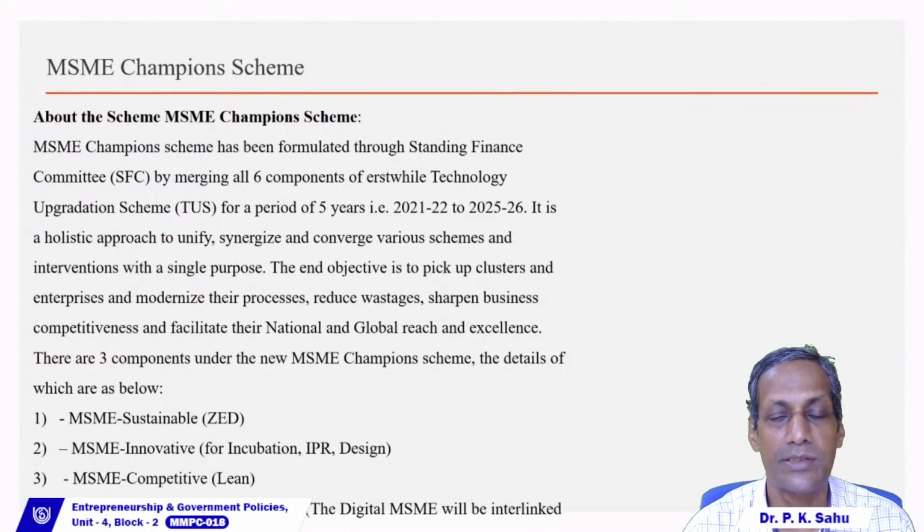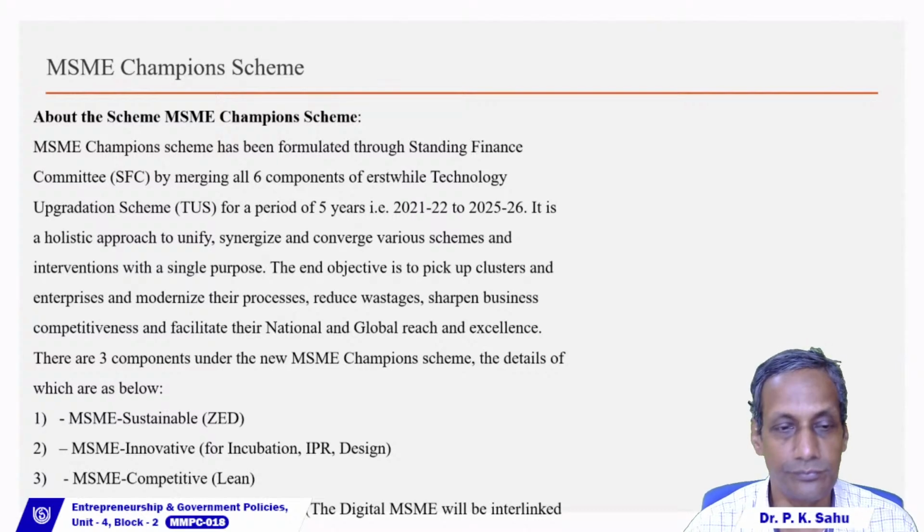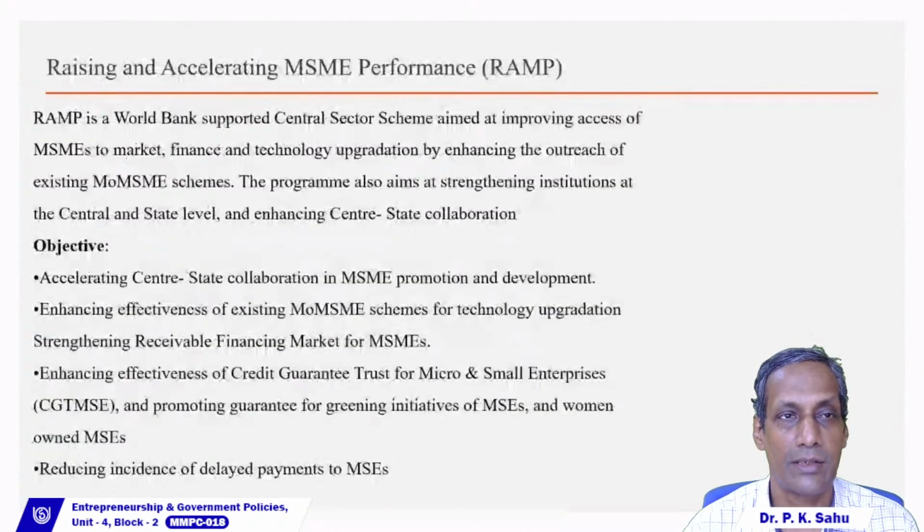There are 3 components under the new MSME Champion Scheme. The details are: the first one is the MSME Sustainable ZED, for ZED. Next is the MSME Innovative for incubation and IPR design. Next, you have the MSME Competitive for lean manufacturing. And next comes the digital MSME, which is yet to be launched.